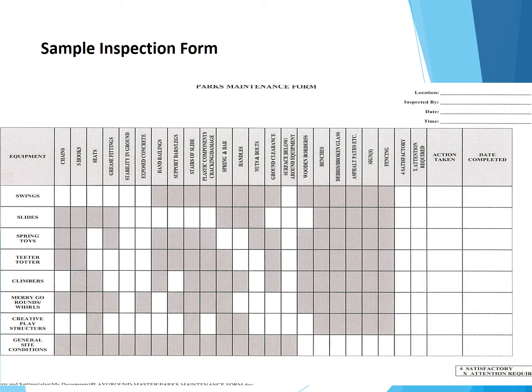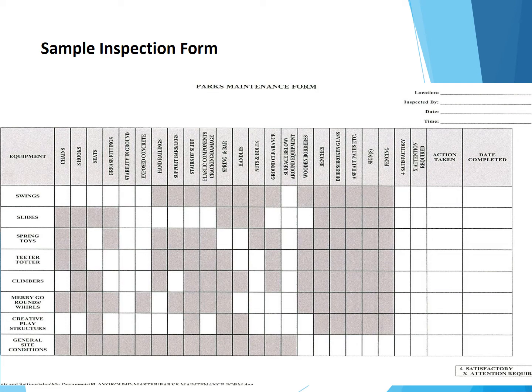Included in this presentation is a sample inspection form. If we look at the equipment on the left-hand side, we discuss swings, slides, spring toys, teeter-totters, seesaws, climbers, merry-go-rounds, creative play structures, and general site conditions. The grayed out areas, as you look to the right, going down the line from the various pieces of equipment, are the areas that do not apply. The white open box areas are the areas that apply.